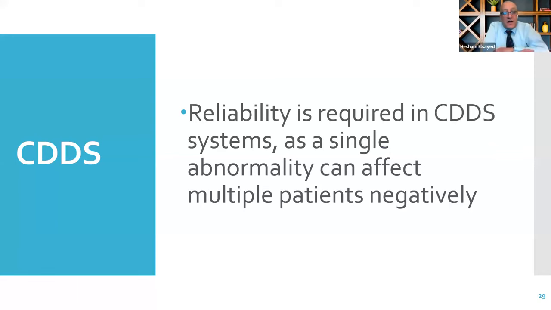The problem of CDDS comes in two major problems. Number one, its reliability is required, as a single abnormality can affect multiple patients negatively. If you have a system failure, you may have, at that time, gross complications. Number two, you will not have flexibility in individualization of the canisters. Traditionally, the solute concentration is around calcium 1.5, for example, magnesium 0.5, potassium 2 millimole. So it is average, but if you need to change the formula, you have to shift to canister-based dialysate.